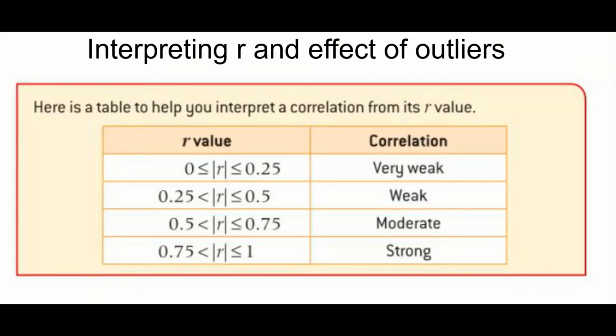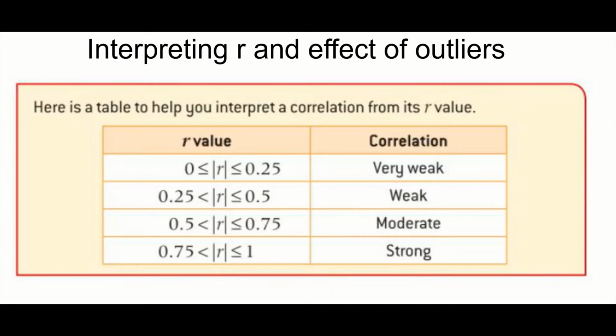So now we need to be able to interpret the value of R, R being Pearson's product moment correlation coefficient. We're also going to have a look at the effect of outliers. So let's start with looking at the value of R.